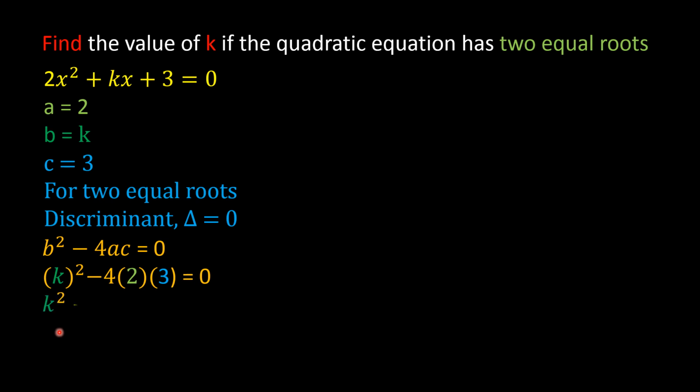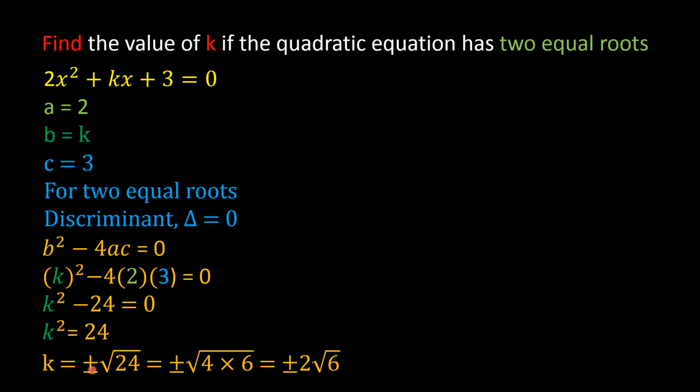So we get k squared, 4 2s are 8, 8 3s are 24, k squared minus 24 equals 0. That is k squared equals 24, or k equals plus minus under root 24. 24 is 4 multiplied by 6, square root of 4 is 2. So we get k equals plus minus 2 under root 6.